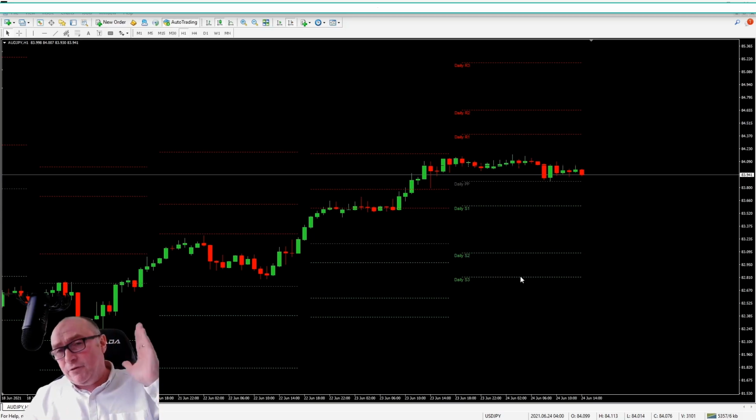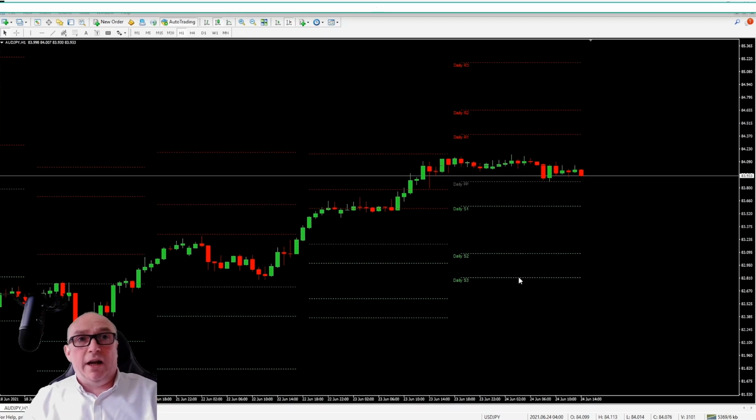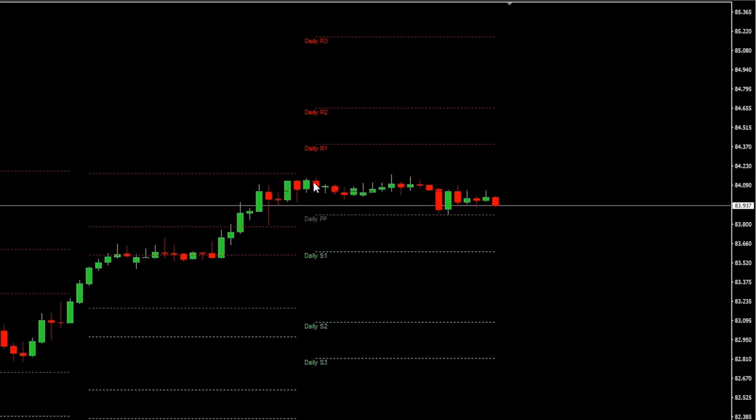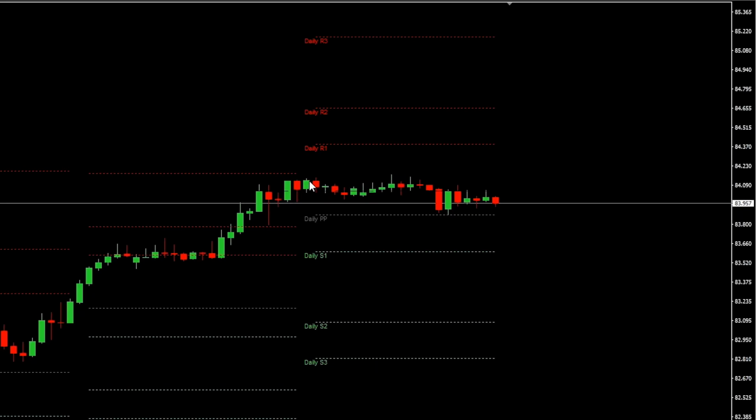I'm going to scroll back. I haven't cherry picked these. Some will work, some not, but I want to show you how they look on a chart. So here today, for example, time of recording, Thursday here, we've had an opening slightly above the pivot. We trade down into the pivot and we are respecting pivot for now. This is a live chart, as I say. It's moving in real time.